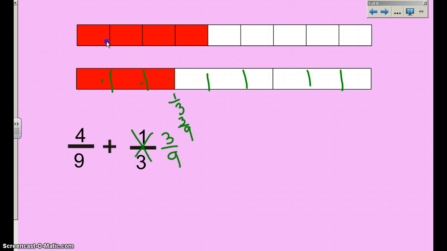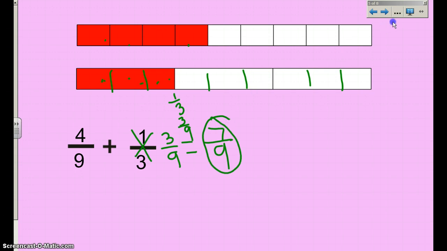That means I have 4 red pieces. 1, 2, 3, 4 plus 3: 5, 6, 7. So my answer is 7 out of 9 because my 9 pieces did not change. So 4/9 plus 1/3 equals 7/9.